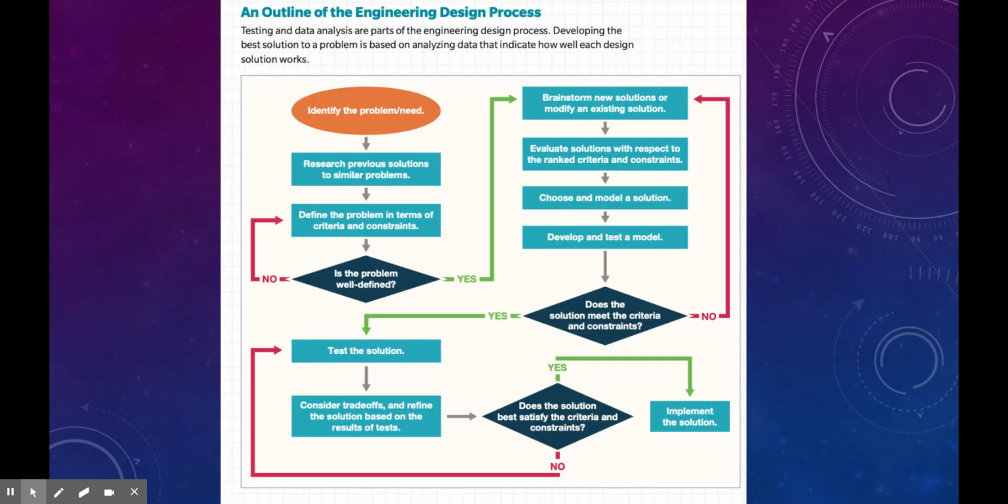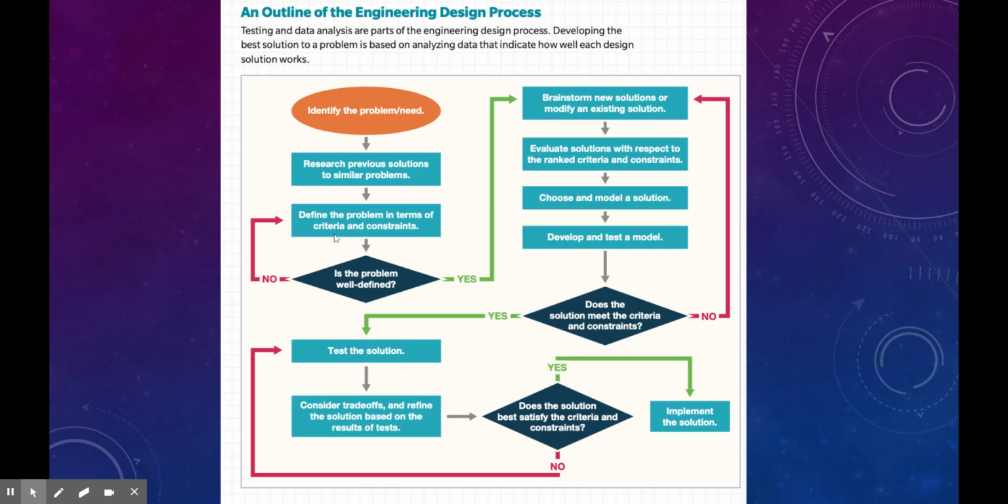This is from our textbook. So this is an outline of the engineering design process. You can see up at the top here that you need to identify the problem, okay? Research previous solutions to the similar problem, see if any of those might work. Define the problem in terms of criteria and constraints. Is the problem well defined? If it's not, you really have to go back and look at those criteria and constraints.